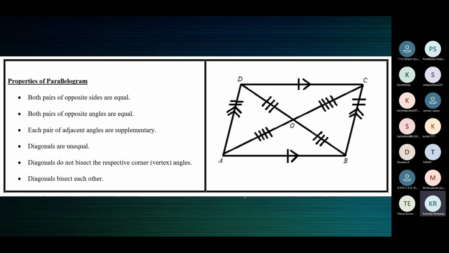So when you read, you should understand what you're reading. What your mouth says must be understood by your mind. Both pairs of opposite sides are parallel and equal. So take a second to understand what you read. Next, both pairs of opposite angles are equal. So like that, go on, read the properties.